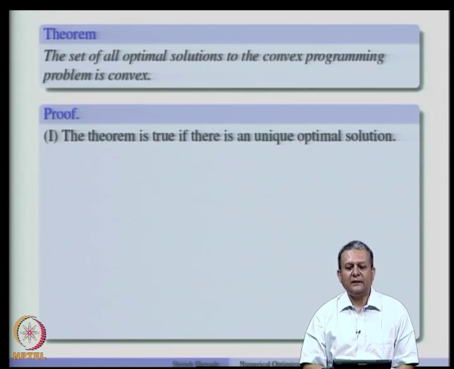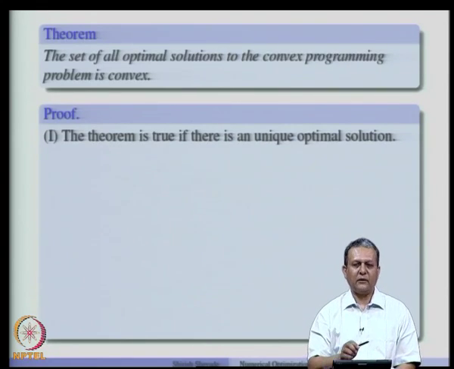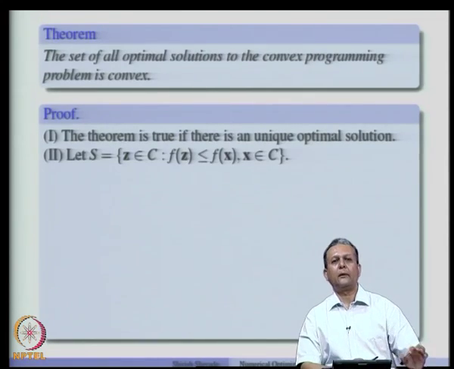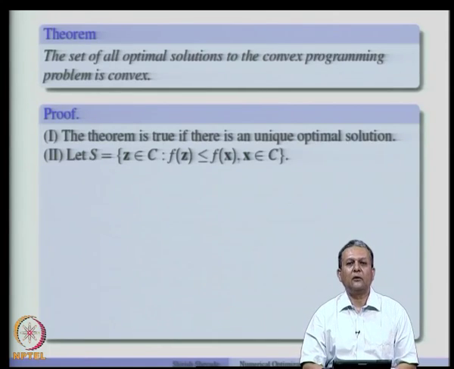If the set C is a convex set, and if we get a unique optimal solution, then that set is always convex, because we know that any singleton set is a convex set. So, if we have only a unique solution, then the theorem is trivially true. There is nothing to prove there. So, let us try to prove it in the case where we have multiple global minima.